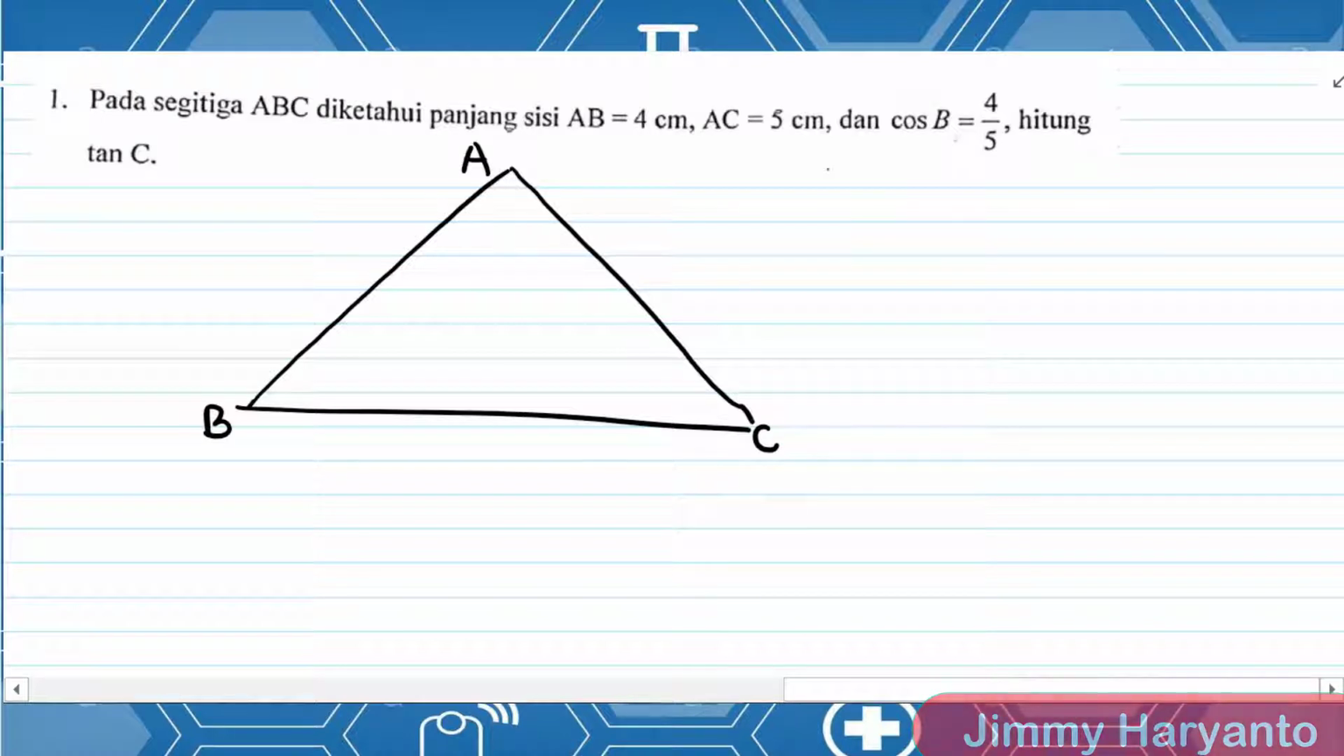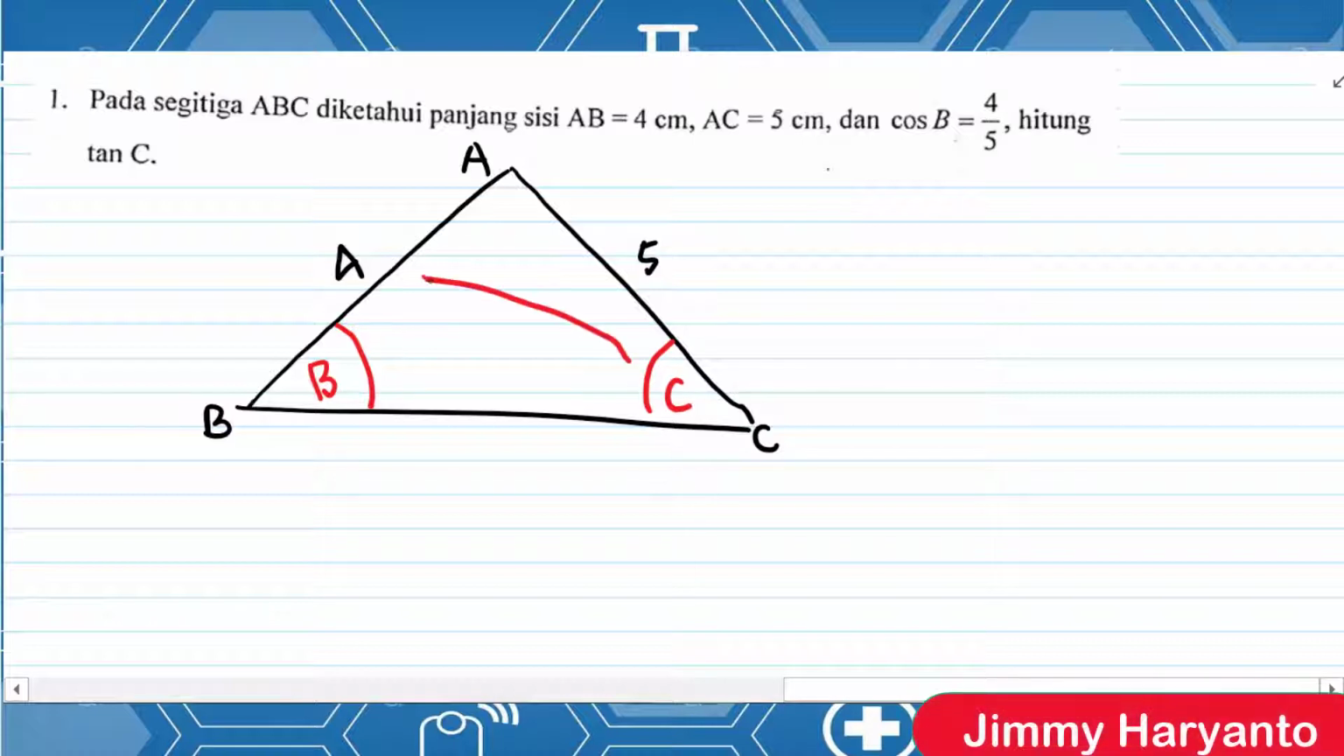AB equals 4 centimeters, AC equals 5 centimeters, and I have angle B, where cos B equals 4 over 5. So I will put B right here. After that, the question wants us to find C. Here, like that. Okay, so C pairs up with 4, and B pairs up with 5. It's obvious we have to use the sine rule. So sine B over 5 equals sine C over 4.